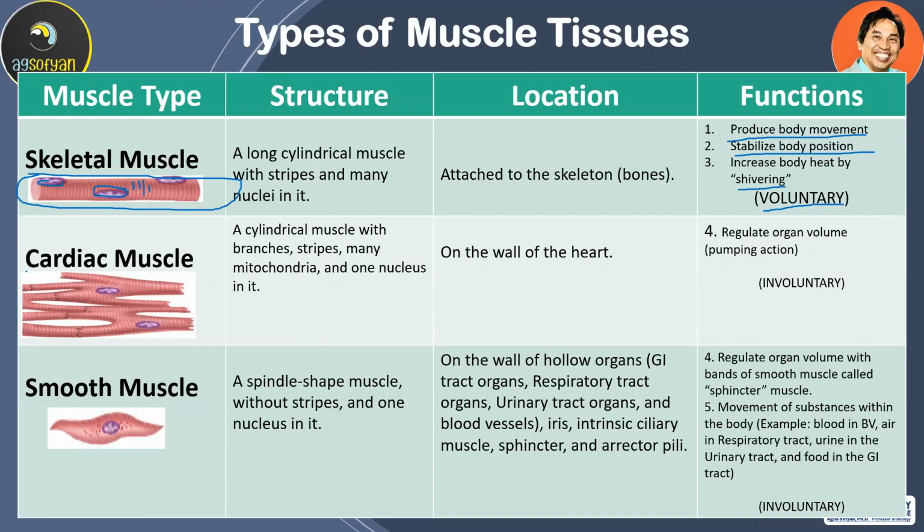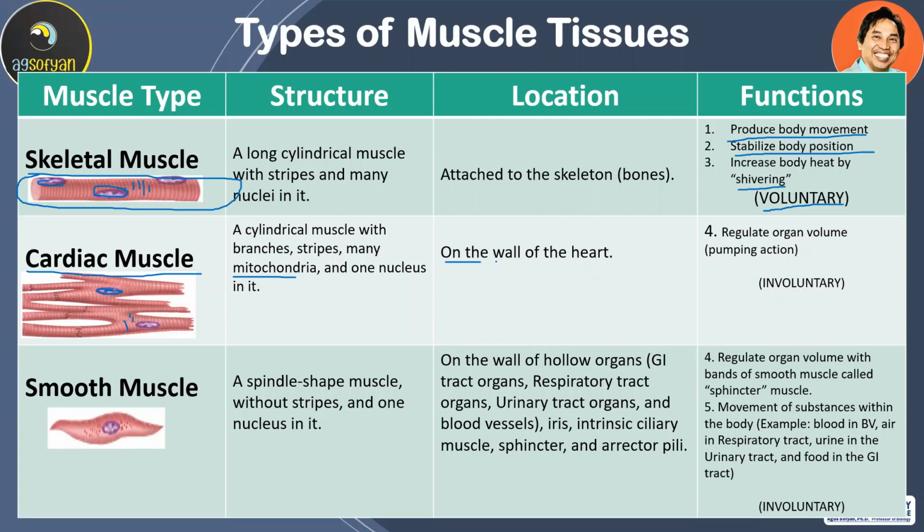The second type is cardiac muscle. It is a branching muscle. It also has stripes. It is shorter compared to the skeletal muscle. Therefore, it only has one nucleus per cell. It has more mitochondria compared to the skeletal muscle. I think it is because the cardiac muscle never stops contracting, so it really needs ATP for this contraction. Therefore, it has more mitochondria.